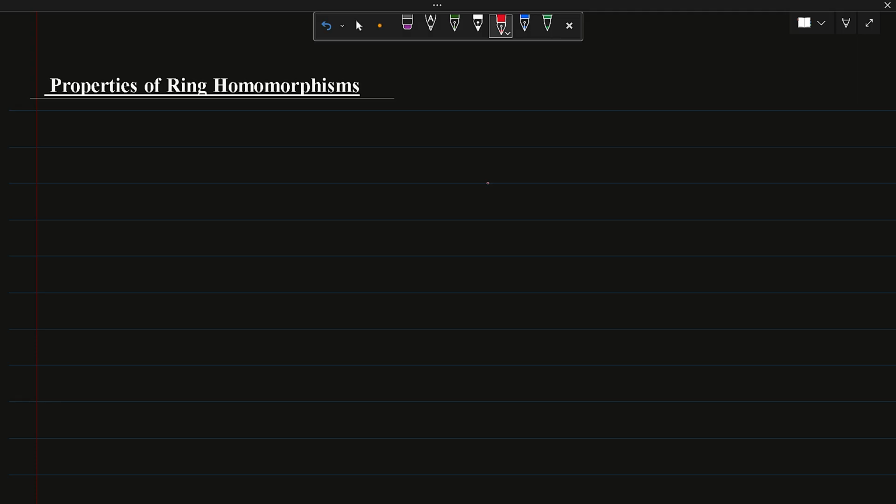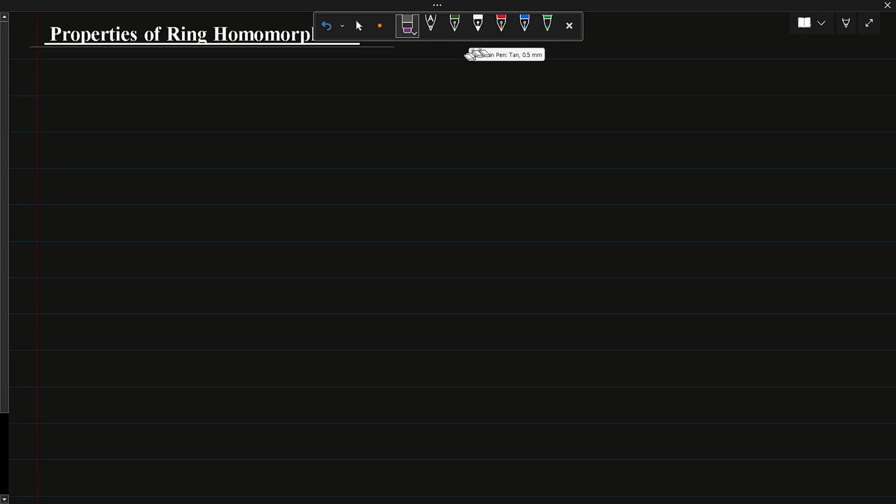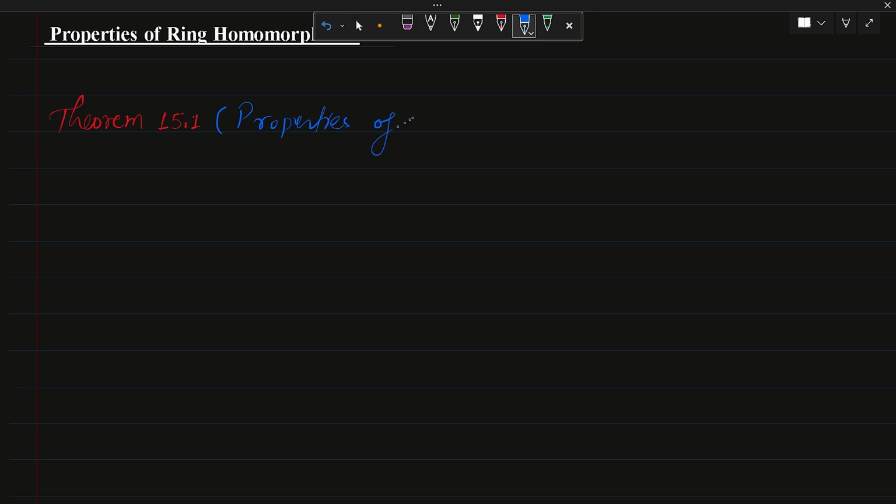इन सभी statements को समझते हुए we are going to prove each and every statement which are defining the properties of ring homomorphism. So let us start this lecture by writing the statement of that theorem, and we are having the first theorem as 15.1. So we are having theorem 15.1, and this theorem is exactly about properties of ring homomorphisms.